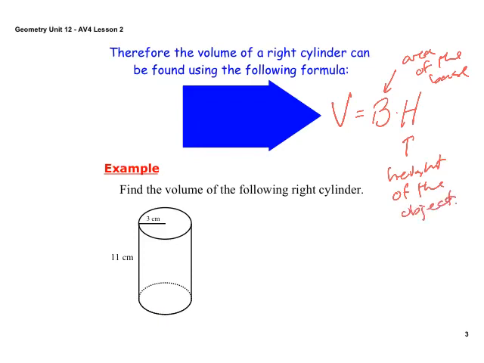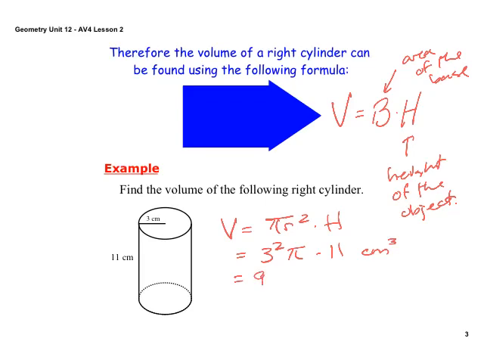Okay, so once we find the area of the base, we can multiply that by the height of the object, and that gets us our volume. So if we're looking at the volume of this cylindrical shape that we have here, the area of our base is a circle, so we need pi r squared, and then times the height of the cylinder itself. So now we have our formula built out, we just need to plug in the pieces and simplify. So our radius is 3, so we have 3 squared pi times the height of our object, which is 11, and then our units is going to be centimeters cubed because we've got our 3 dimensions of space.